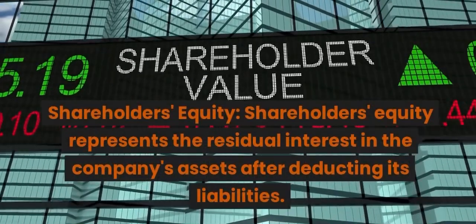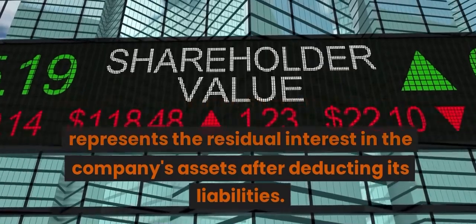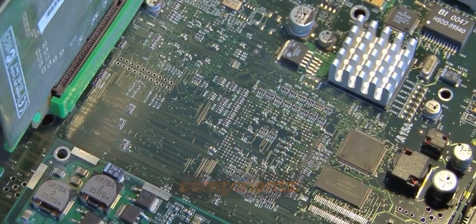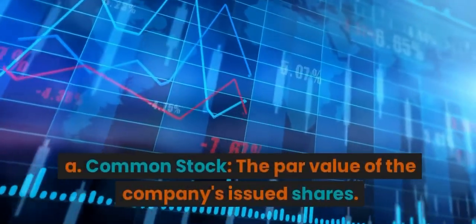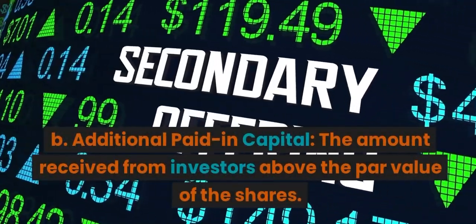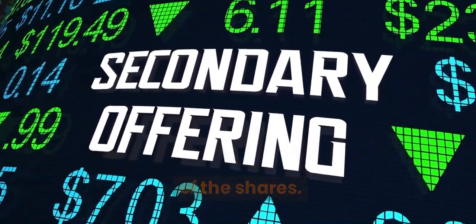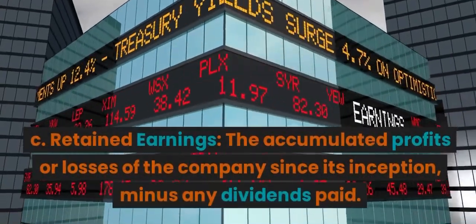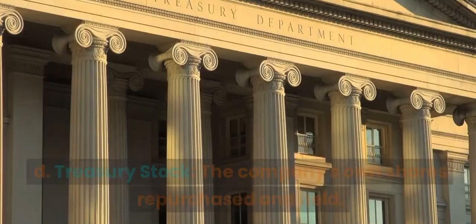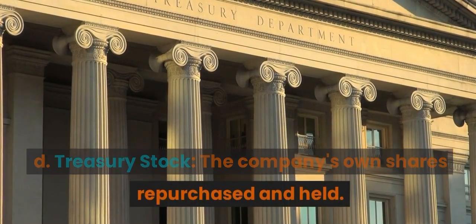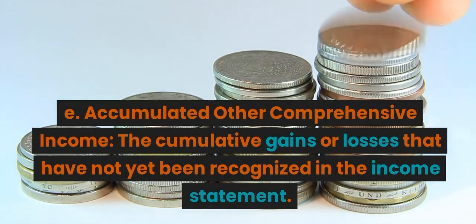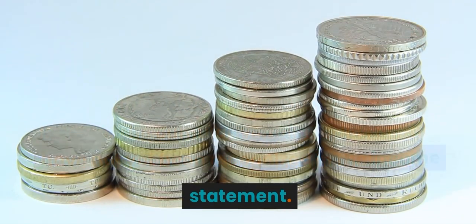Shareholders' equity. Shareholders' equity represents the residual interest in the company's assets after deducting its liabilities. It can be broken down into the following components. A. Common stock. The par value of the company's issued shares. B. Additional paid-in capital. The amount received from investors above the par value of the shares. C. Retained earnings. The accumulated profits or losses of the company since its inception, minus any dividends paid. D. Treasury stock. The company's own shares repurchased and held. E. Accumulated other comprehensive income. The cumulative gains or losses that have not yet been recognized in the income statement.